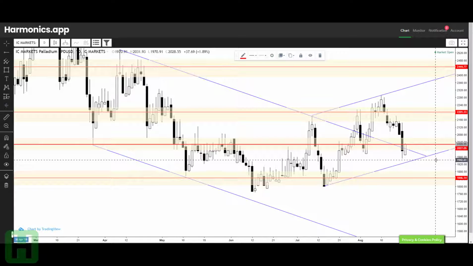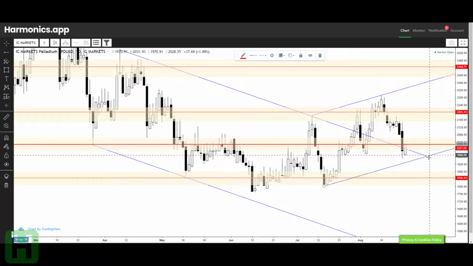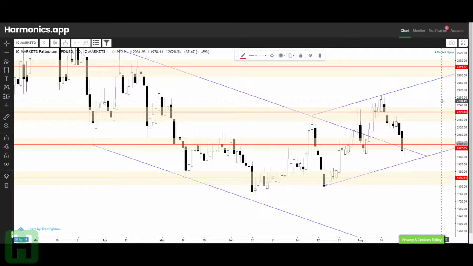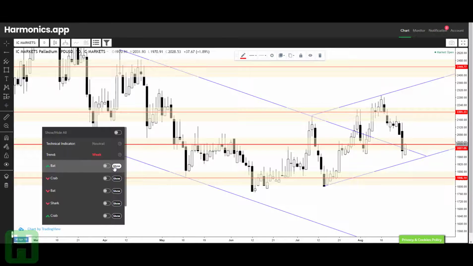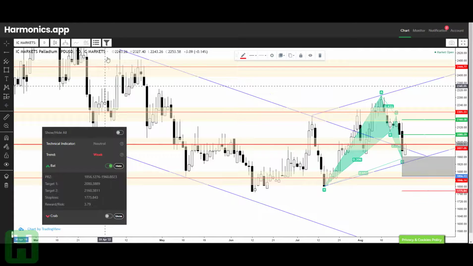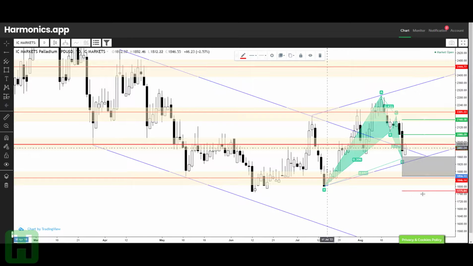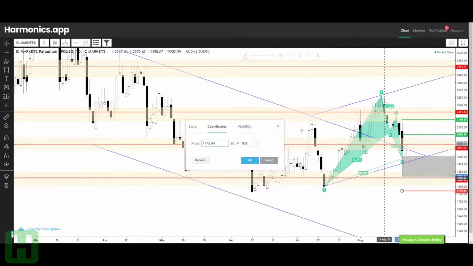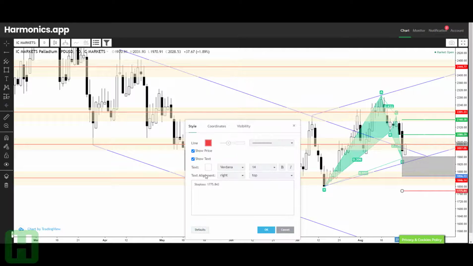If we find it here, this will mean an entry level with a good risk to reward ratio to get to the higher levels. Now it's time to put a bat pattern here. Now take a look here. I will also put the levels so we can see them.